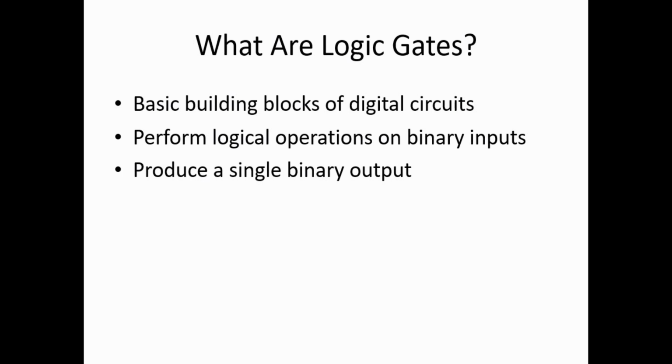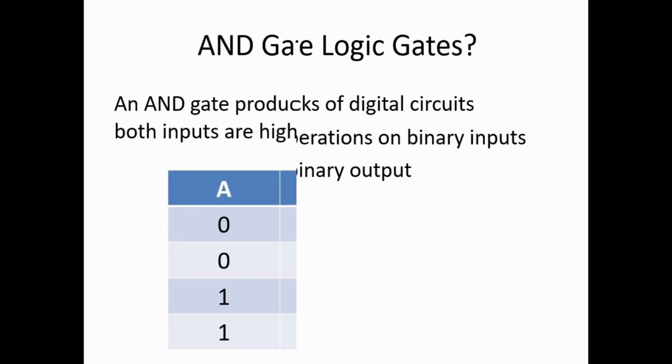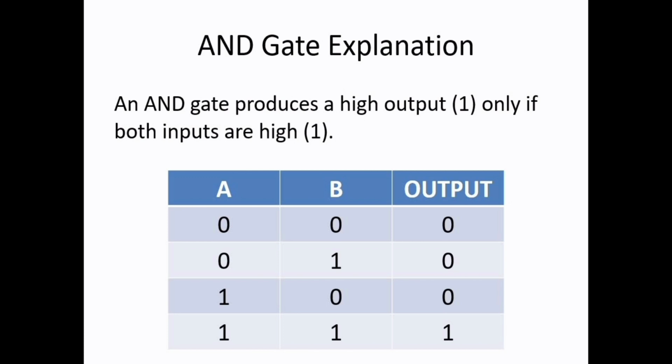Logic gates are the fundamental building blocks of digital circuits. Logic gates perform logical operations on binary inputs, which means they work with just zeros and ones. The result is a single binary output, either on or off. Now let's see what is an AND gate. An AND gate outputs 1 or high only when both inputs are 1 or high. Otherwise, it would output 0 or low.